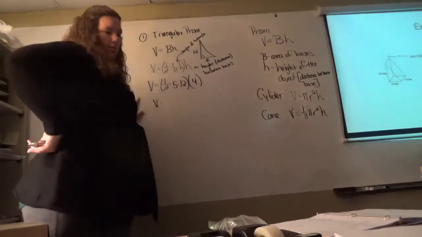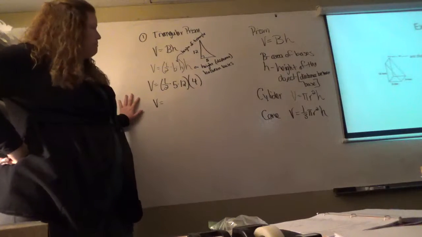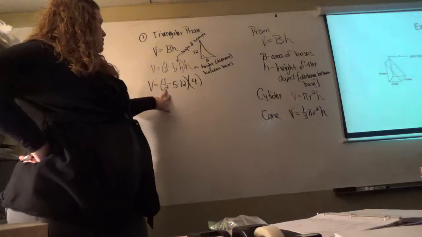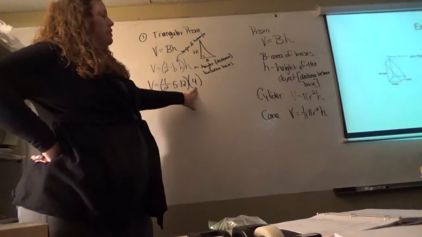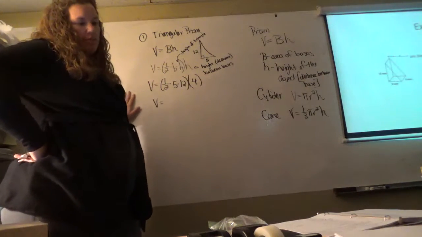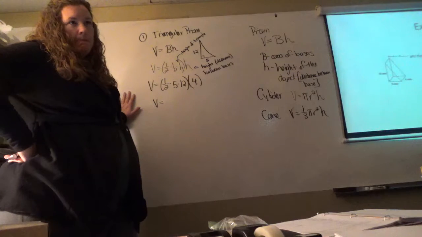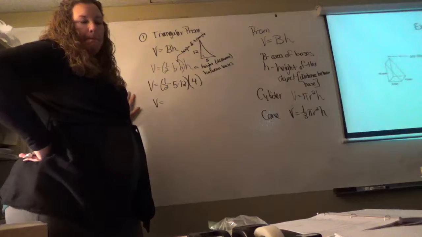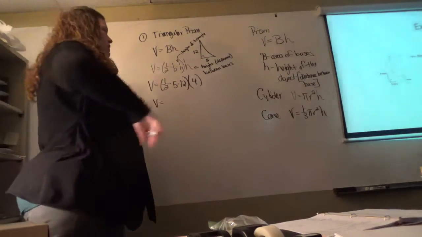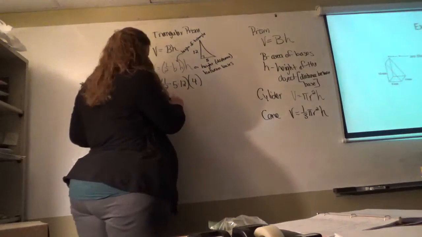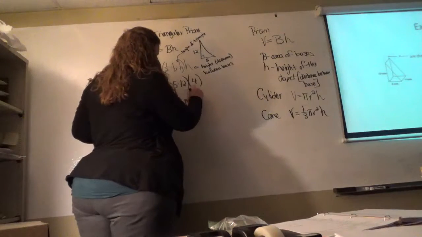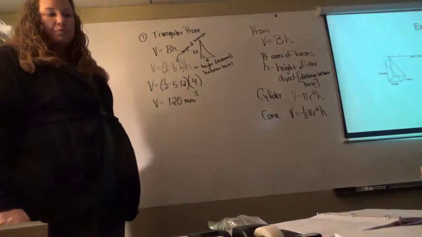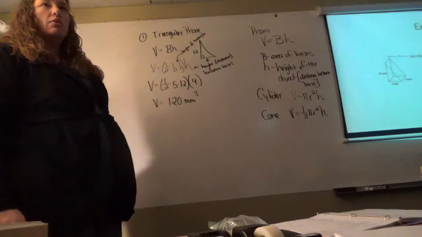Okay, so plug it in. 5 times 12 will get you 60. Divided by 2 will get you 30. So basically 30 times 4. 120. 120, what would your label be? And it's cubed because it's volume. Good. 120 millimeters cubed. Questions with that at all?